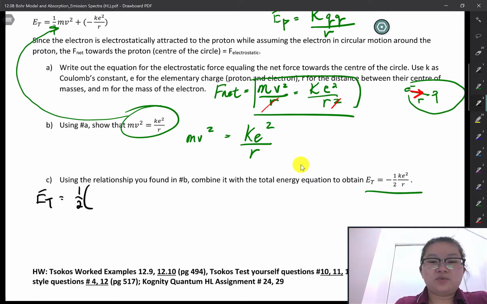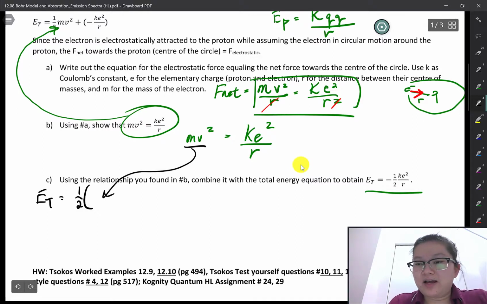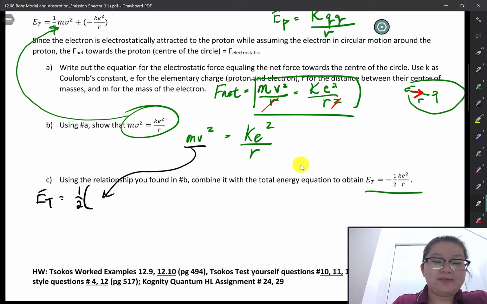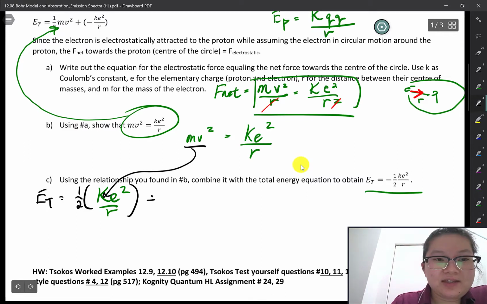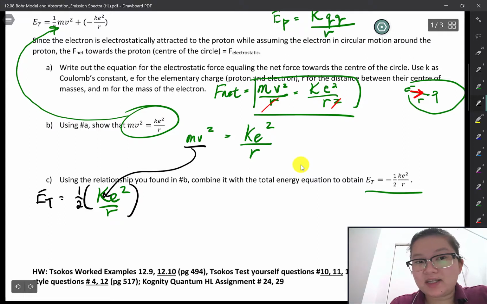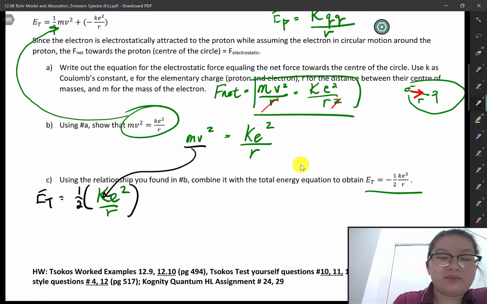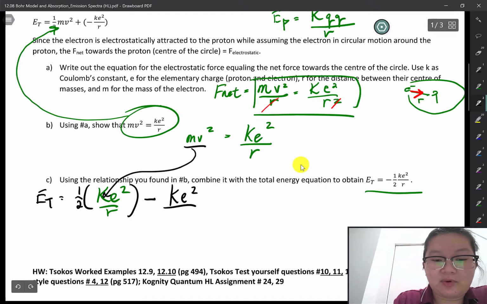Now, the easiest way I see is to take this mv squared and just substitute it in here. With the 1/2 in front, and then mv squared, I will just put in ke squared over r. Okay, close these brackets and finish off the rest of the total energy equation. And since it is plus the minus, I'm just going to subtract it instead of adding the negative number.